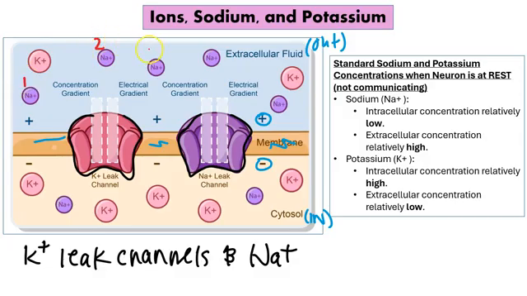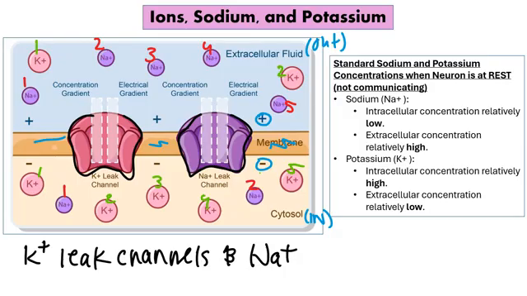Let's count the amount of sodiums we have on the outside. 1, 2, 3, 4, 5. On the inside we have 1, 2. Automatically we have a higher concentration of sodium on the outside of the cell. Let's do the opposite for our potassium. We have 1, 2 potassium on the outside of the cell, 1, 2, 3, 4, 5 potassium on the inside of the cell. So the higher concentration of potassium is inside the cell.